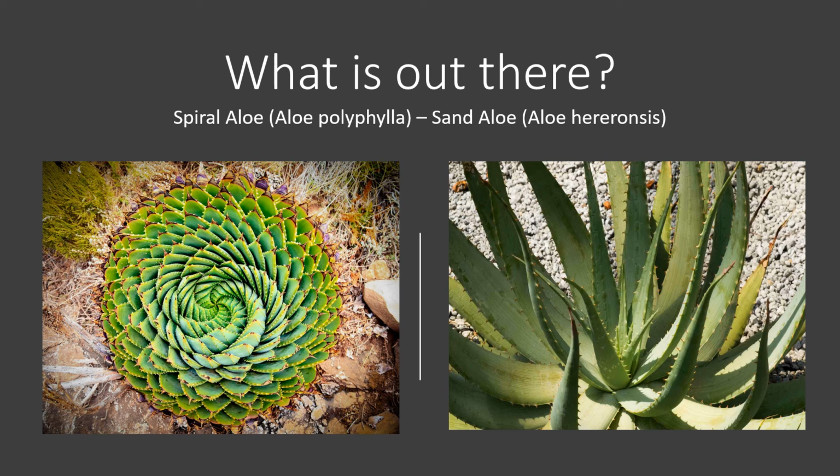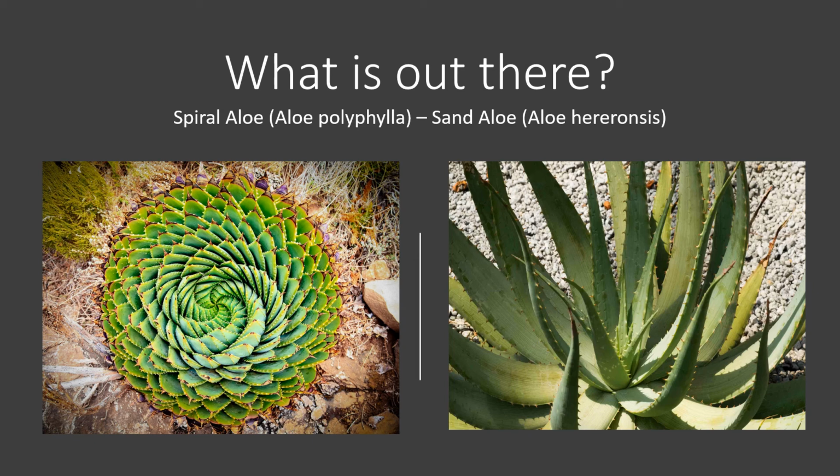Then we have the spiral aloe there. You can see on the picture on the left, aloe polyphylla. That one is really neat. There's lots of different varieties out there, different colors of them, but that one just grows in that spiral shape, and that'll keep that spiral shape for the life of the plant, which is a really neat geometrical shape.